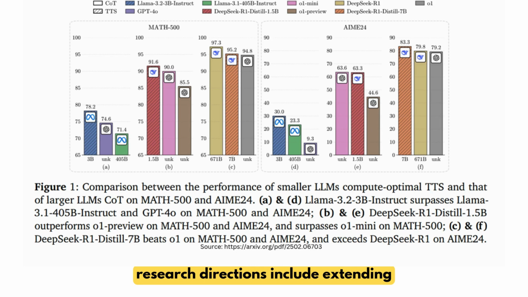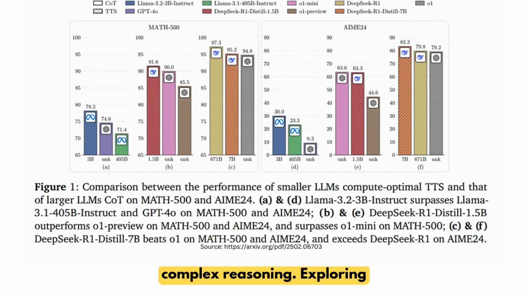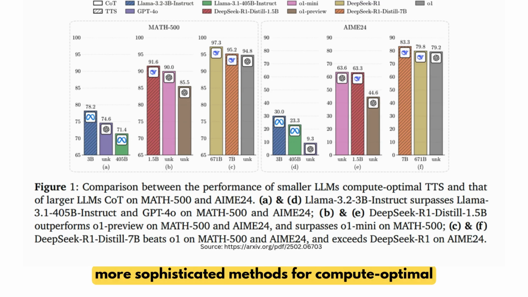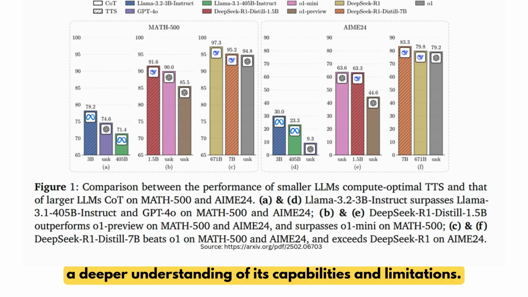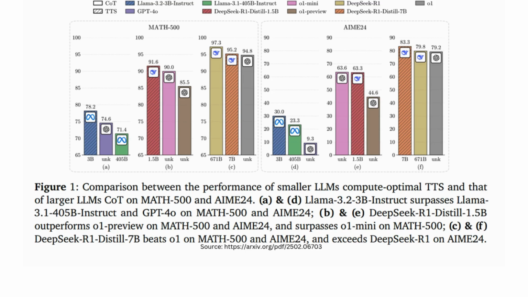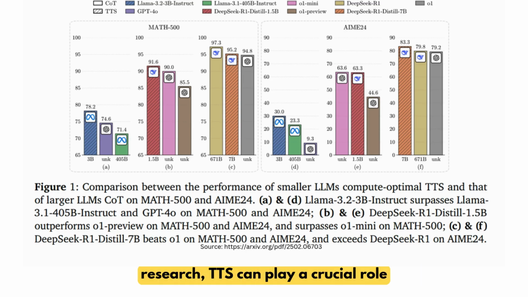Future research directions include extending TTS to a wider range of tasks, such as coding, chemistry, and other domains requiring complex reasoning. Exploring more sophisticated methods for compute-optimal TTS, potentially incorporating reinforcement learning and other advanced techniques. Investigating the theoretical foundations of TTS to gain a deeper understanding of its capabilities and limitations. By addressing these challenges and pursuing further research, TTS can play a crucial role in unlocking the full potential of LLMs and driving innovation in artificial intelligence.